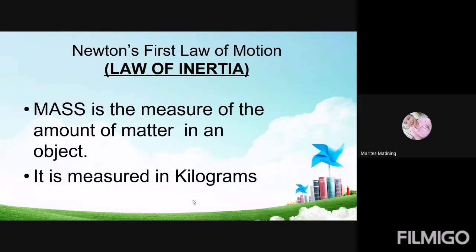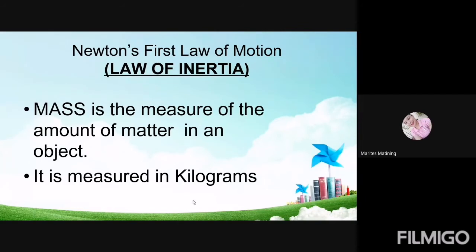Our weight will decrease or increase depending on the acceleration due to gravity of the moon. The acceleration due to gravity of the moon is smaller, so our weight on the moon is also smaller. That is why people on the moon feel light and seem to float, because of the small gravitational pull of the moon. Okay, any question regarding mass and weight?